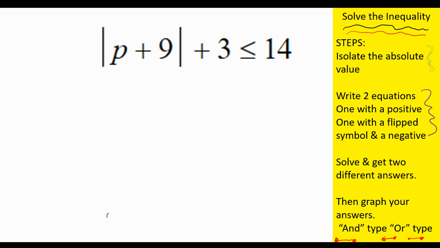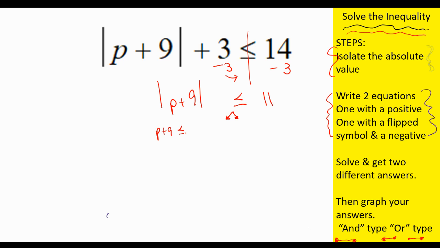Okay. So the first step is the same, to isolate the absolute value. So we have to move over the 3. So the opposite of add 3 is subtract 3. So less than or equal to 14 minus 3 is 11. The next step is to write two equations. So we're going to write two equations, one with a positive, so p plus 9 less than or equal to 11, positive 11. The other one with a flipped symbol and the negative. So p plus 9, now you're going to flip the symbol to point the other way and change it to negative 11.